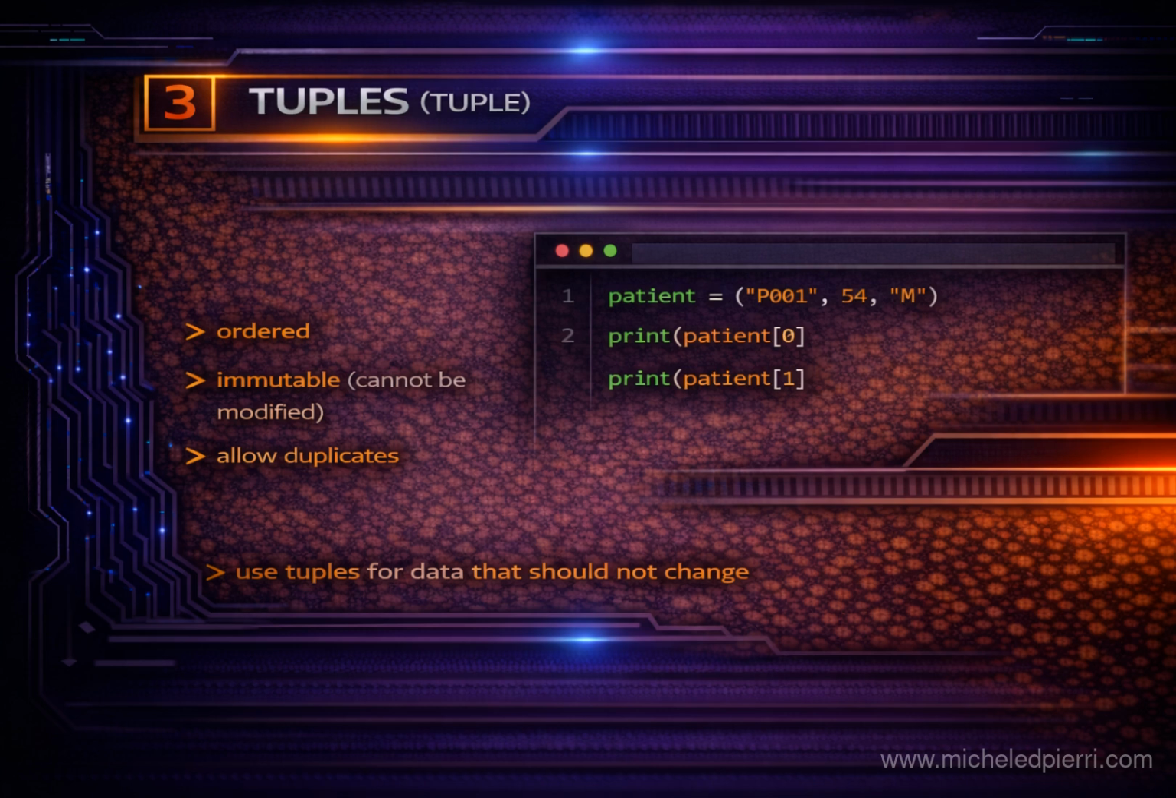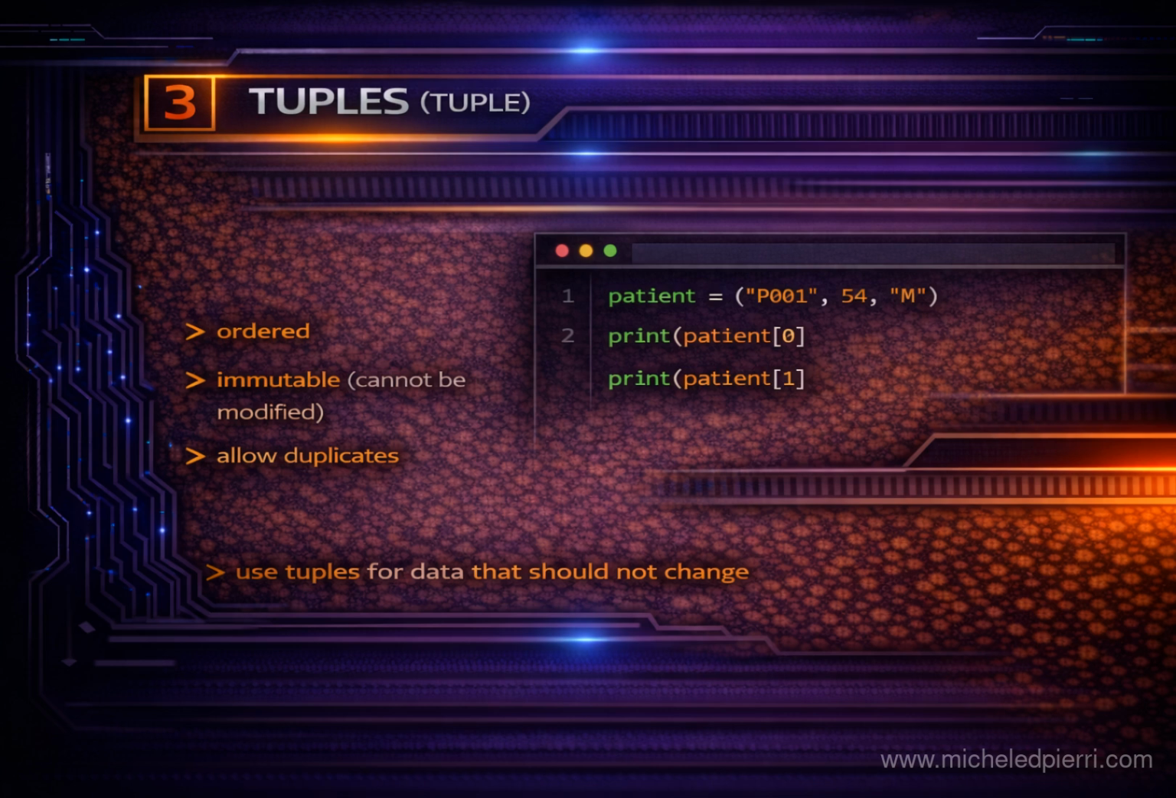A tuple is another sequence type, so it still behaves like an ordered container. Positions matter, and you can access elements by index. The big difference from a list is that a tuple is meant to be stable. Once it's created, you treat it as a fixed record. That makes tuples a good fit when the structure represents a single bundle of related values that shouldn't be edited accidentally.